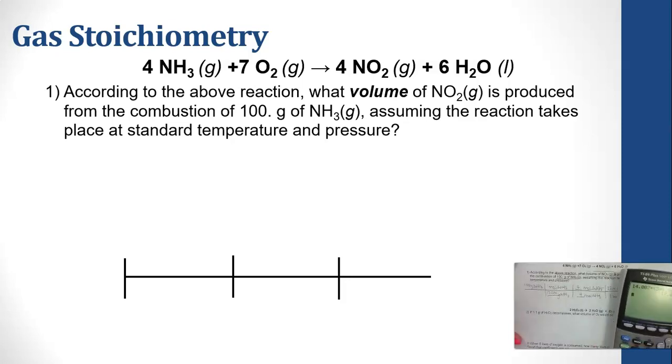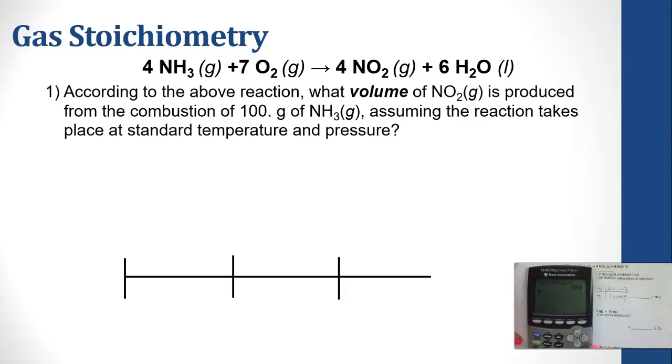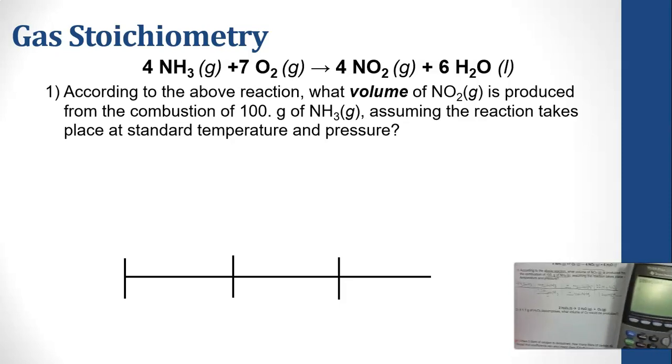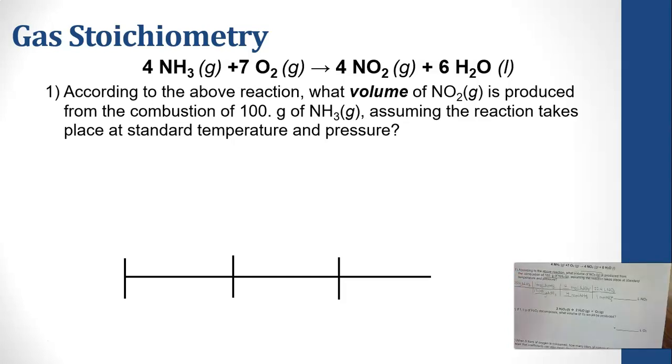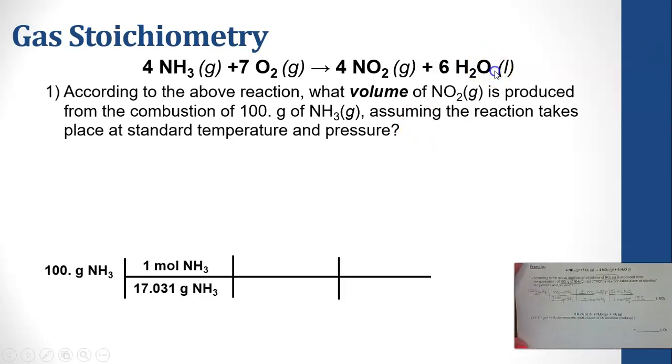So let's do some math here. We'll multiply everything in the numerator, 100 times 1 times 4 times 22.4. That's what's in my numerator. My denominator, I'm going to divide that by 17.031 times 4 times 1. Close the parentheses. And my final answer, 131.524. 3 sig figs, so 132 liters of nitrogen dioxide. See? Just theirs is neater, so you can see that if you need to write that down.